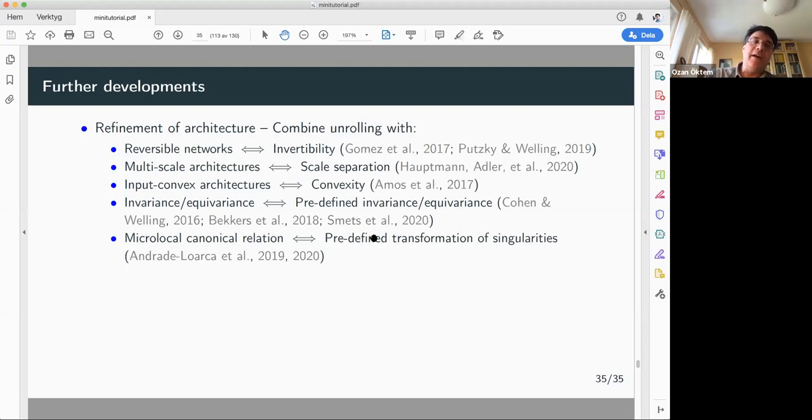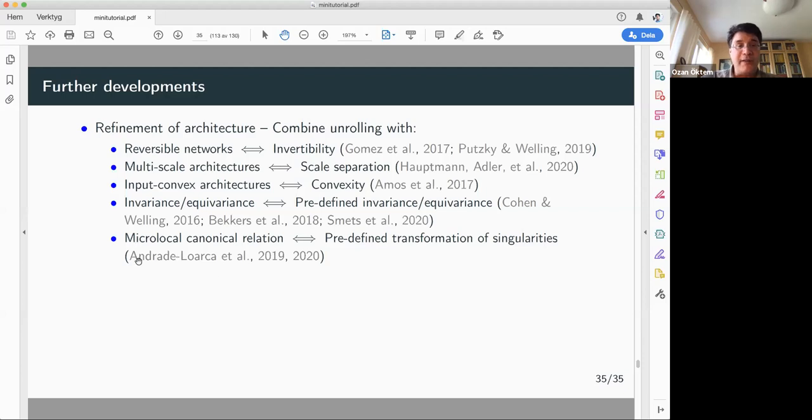A lot of effort is going into combining unrolling with other aspects of network architectures. You might want to enforce invertibility. You want to have a scale separation or convexity, for example. If you want to approximate a convex functional, you want to make sure that your neural network is convex. Or I mentioned these equivariance and invariance properties under a group action. There's a beautiful work in geometric deep learning that is dealing with that.